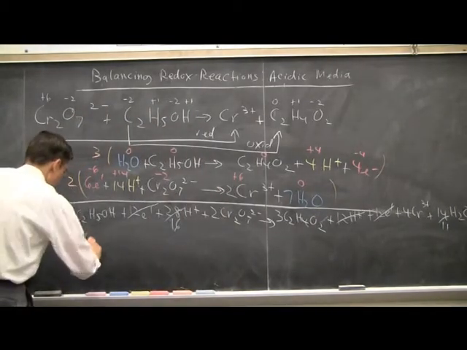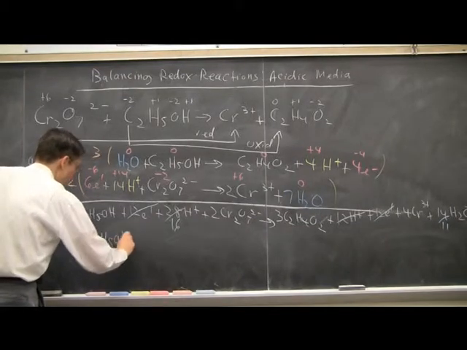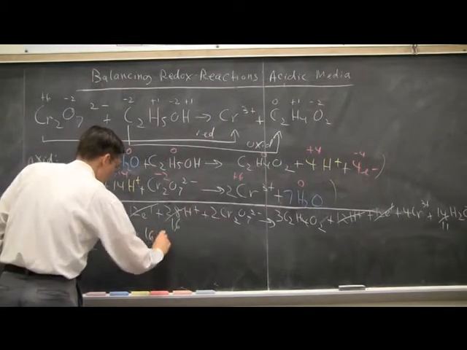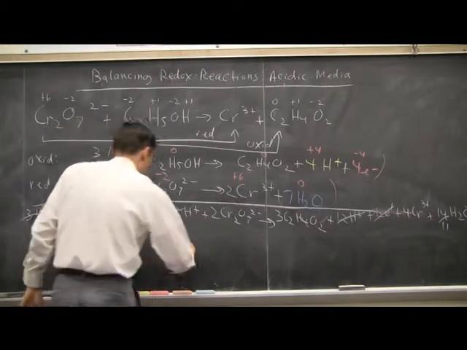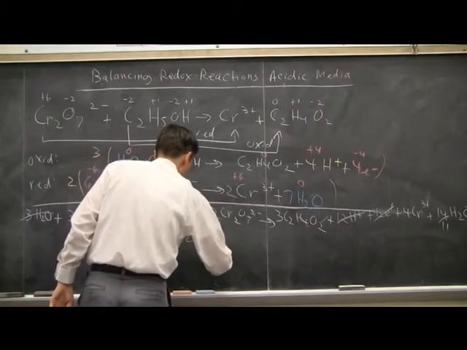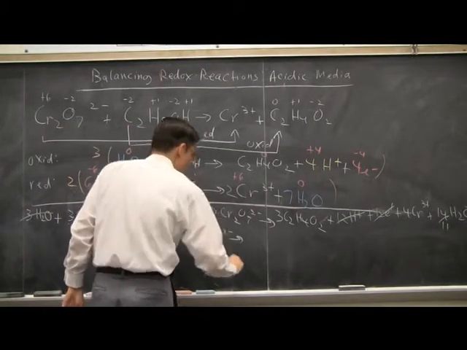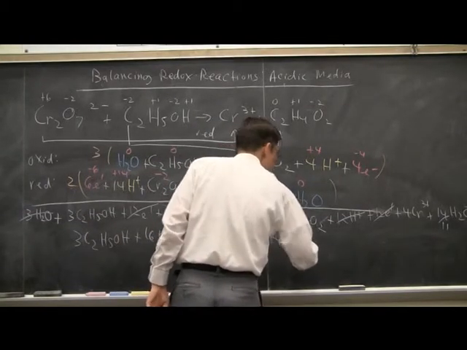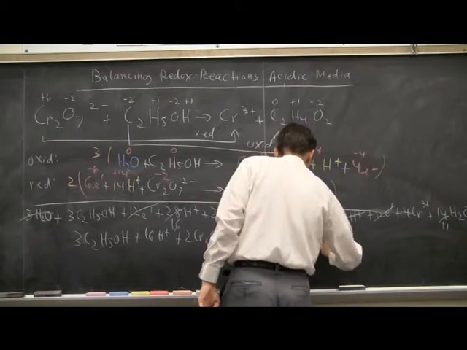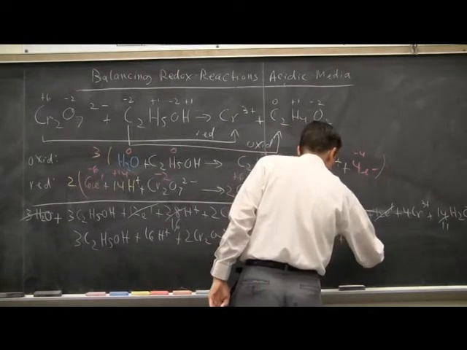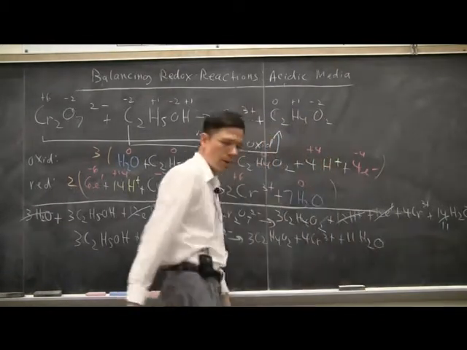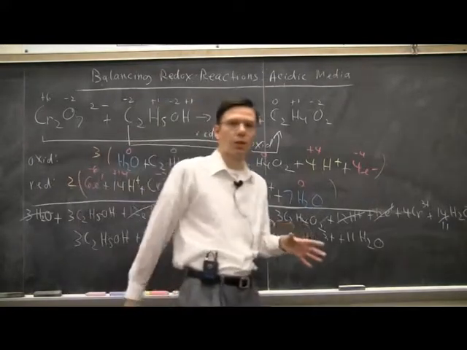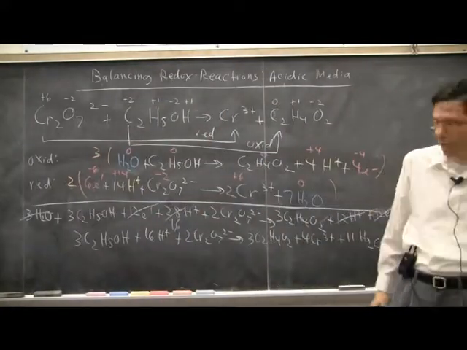So 3 C2H5OH plus 16 H plus plus 2 Cr2O7 2 minus gives us 3 C2H4O2 plus 4 Cr3 plus plus 11 waters. And if we did everything correctly, of course, we should have everything balanced out nicely.